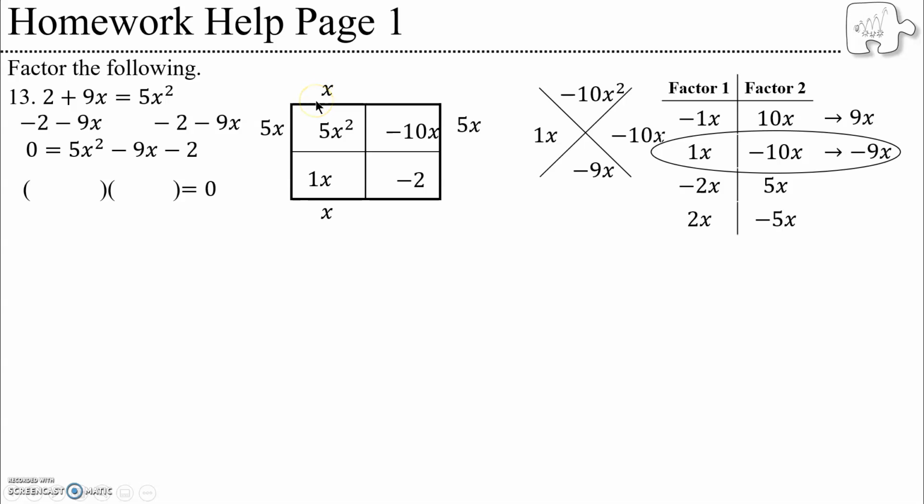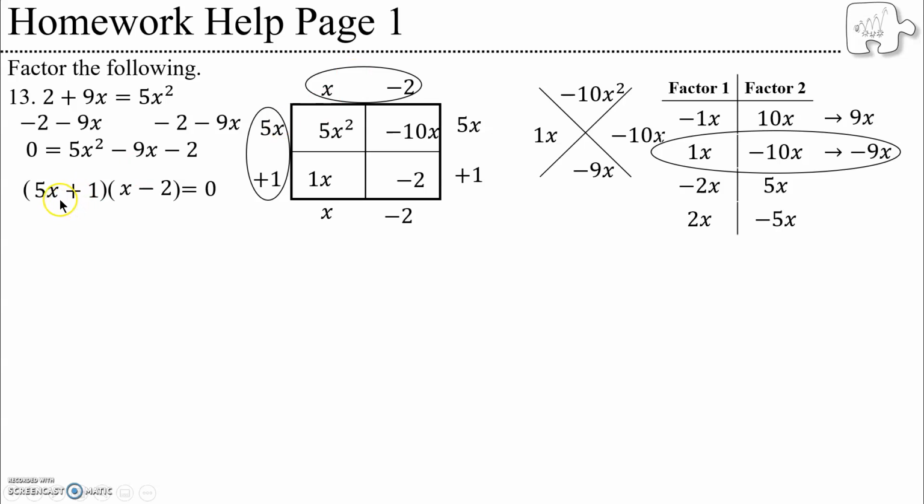So now the 5x drops, goes across, x drops down. How many times does 5x go into negative 10x? Negative 2 times. Drop the negative 2. Negative 2 times what is negative 2? Positive 1. Drop the positive 1 over. And then we got 5x plus 1, and x minus 2 is our length and width.